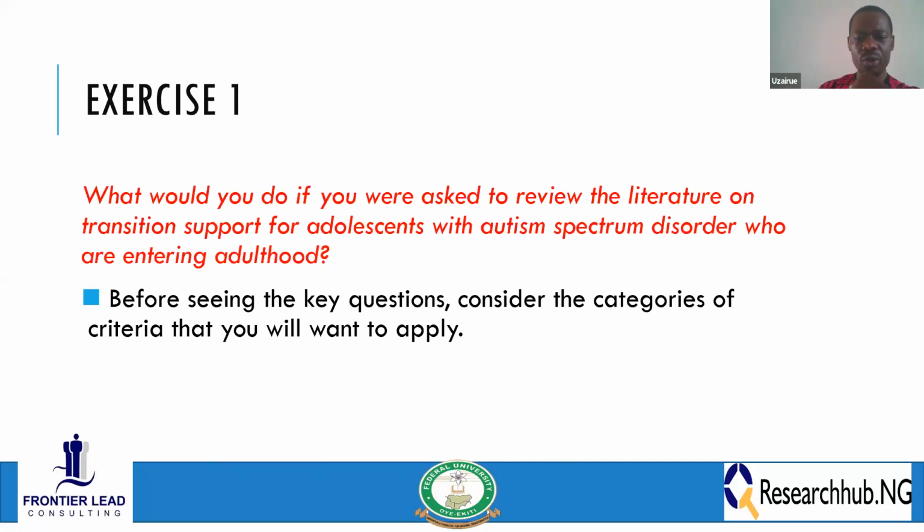Now, for the first exercise, exercise 1, for example, this was part of a training I also received. If you look at this, what would you do if you were asked to review the literature on transition support for adolescents with autism spectrum disorder who are entering adulthood? Before stating the key question, consider the category of criteria that you will want to apply. Looking at this study, you will have to determine what the population is, what your intervention will be, what your control, if any, will be, and what your outcome is going to be. Those are what form your question.